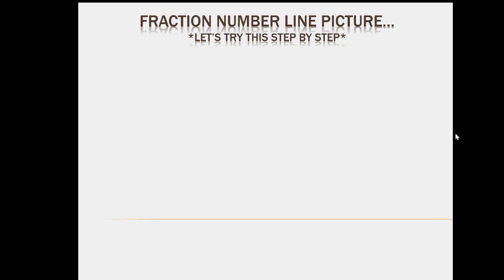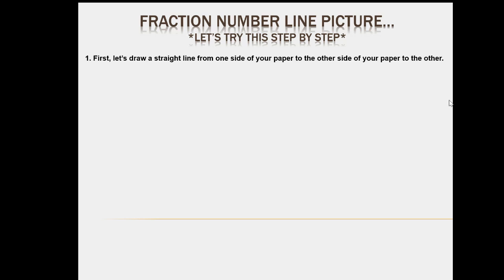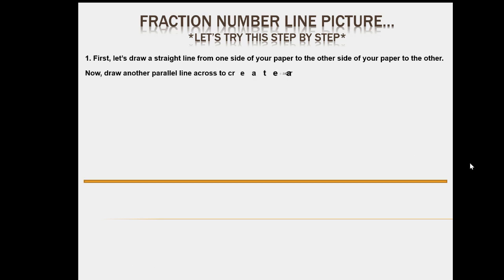I'm just pretty much going to go step by step from what's on the actual paper. I just put it on PowerPoint. So step one, we're going to first draw a straight line from one side of the paper to the other side. So next, we're going to draw another parallel line to create a road.